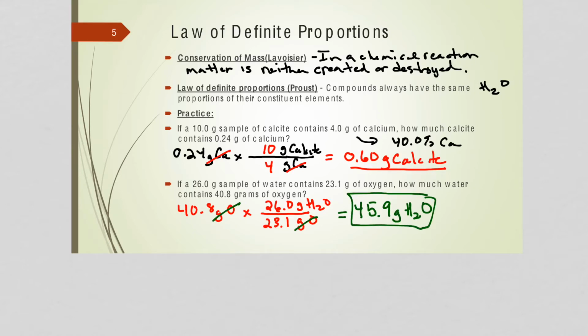Again, if we wanted to establish this as a percentage, we could, and by using this information, we would see that water is always 88.85% oxygen by mass. So any sample of water is going to follow that percentage. So, law of definite proportions.